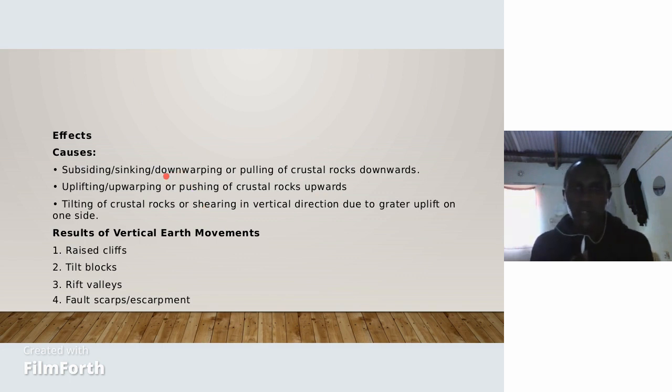Just like the other one, this also has some effect. For example, this causes subsidence, or rather sinking, of the crustal rock. It also leads to uplifting or upwarping of the crustal rocks. And last, that one leads to tilting of crustal rocks or shearing in vertical direction due to greater uplift on one side.